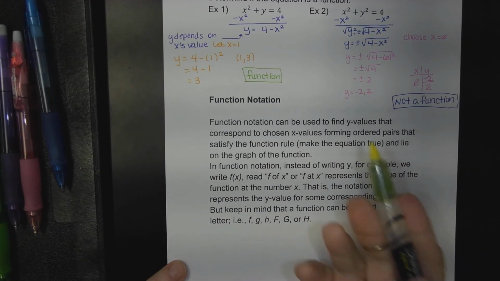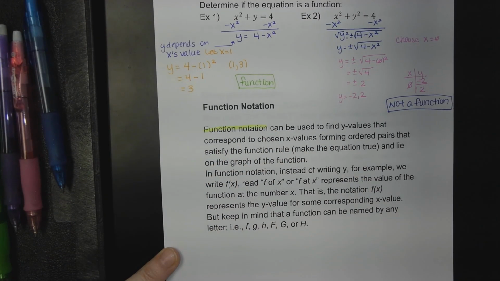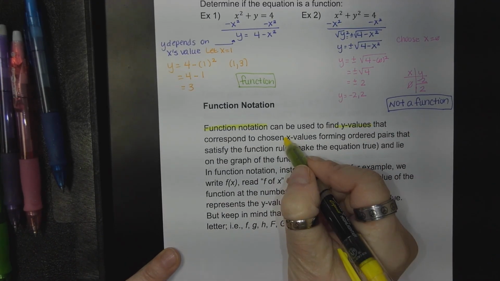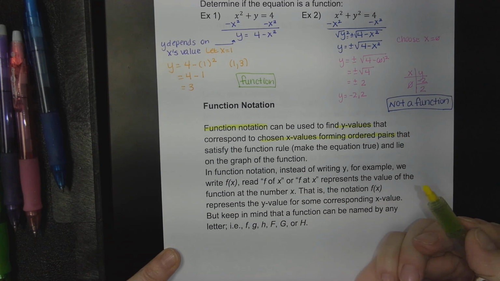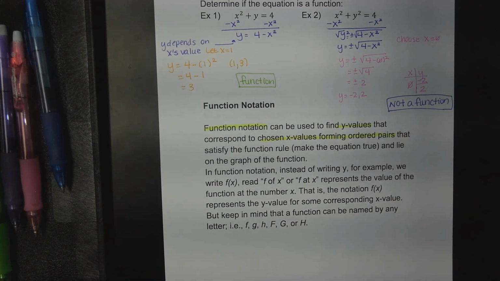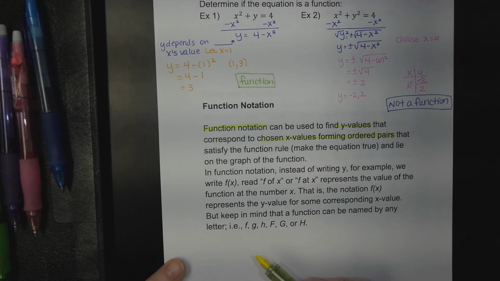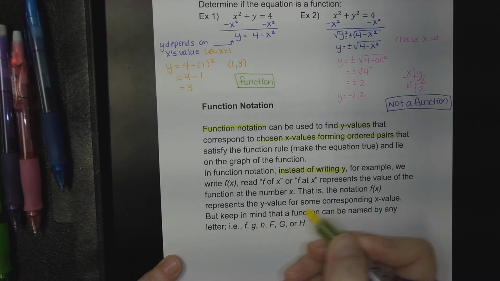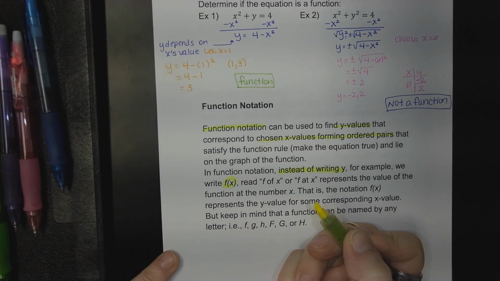So function notation can be used to find the y values that correspond to any chosen x values, forming ordered pairs that satisfy the function rule, make the function true, and lie on the graph of a function. In function notation, instead of writing y, for example, we write f of x.